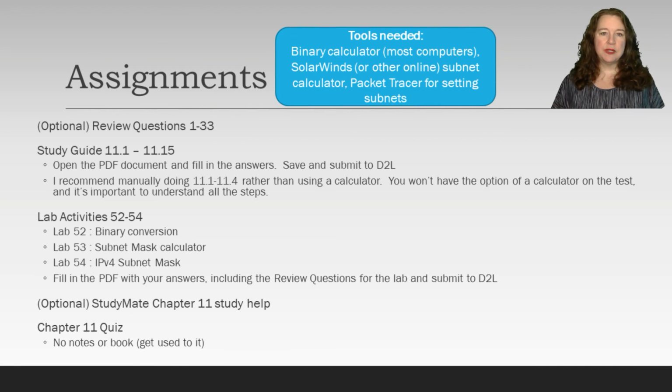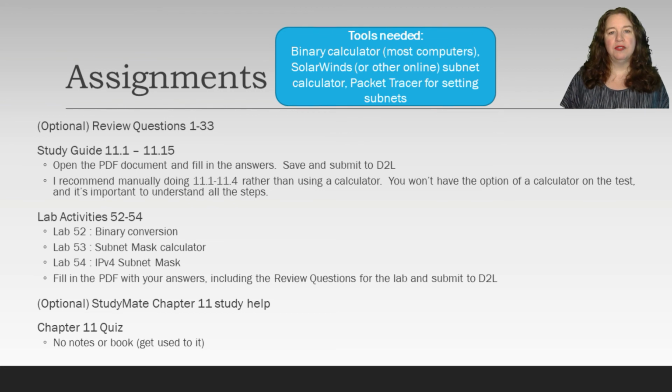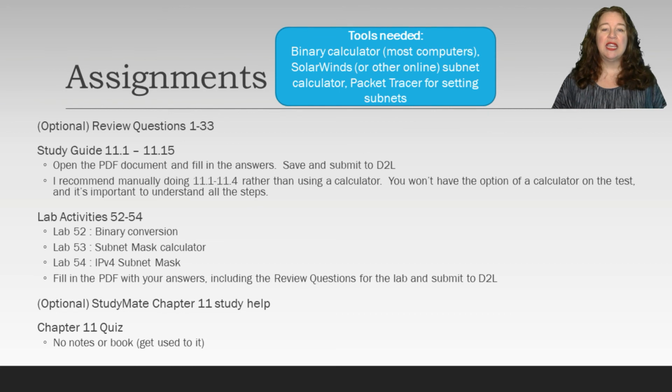Then we get into the labs. So the first one is a binary conversion. There is in your Microsoft Windows a calculator. I'm pretty sure Mac has one too. Linux probably has one. One of the options in the calculator is binary. You can choose the binary option of the calculator type. It might be under programmer, it might be under scientific, but there's a binary option in there. So you can learn how to do binary conversions. Again, I recommend manually doing the binary conversions and then checking them with the calculator. But the point is for you to start being able to see some binary conversions.